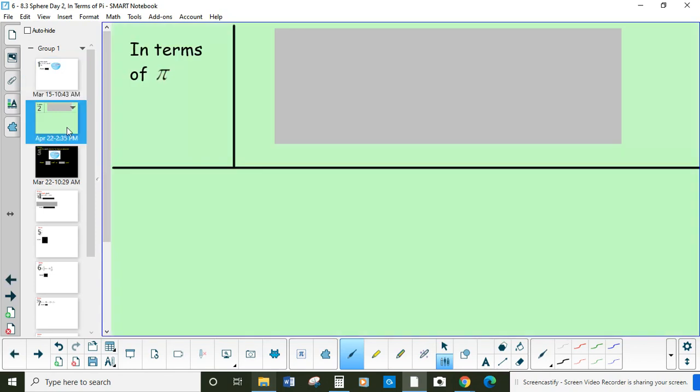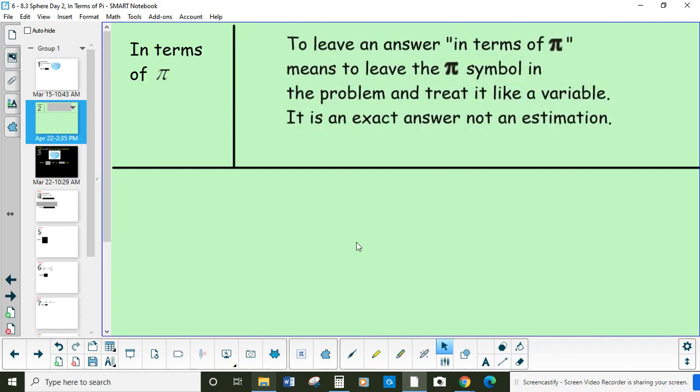Oh, actually, you know what? I have to teach you something new today, something that you're going to see in algebra classes along with this year, and you're actually going to see throughout high school, and that is called in terms of pi. What does in terms of pi mean? So let's take a look. In terms of pi means you leave the pi in your answer, the symbol pi. So you don't estimate it.